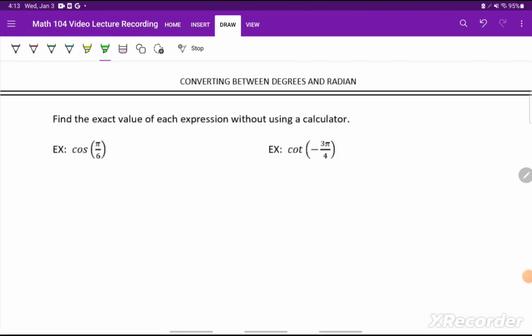Well, now that we know how to convert between radians and degrees, we can use this ability to find exact values of trig expressions when the angle given is in radians. Basically, the first thing you do is just convert the radians to degrees and then go about your business as normal.